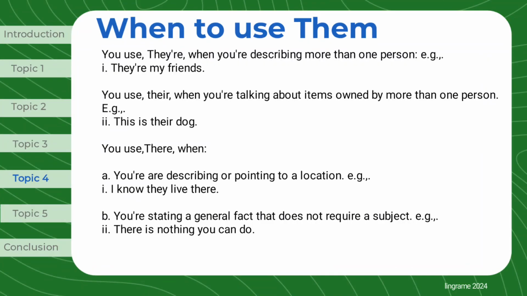When to use they're, their, and there: you use they're when you're describing more than one person. For example, they're my friends. You use their when you're talking about items owned by more than one person. For example, this is their dog. You use there when you're describing or pointing to a location. For example, I know they live there. You also use there when you're stating a general fact that does not require a subject. For example, there is nothing you can do.